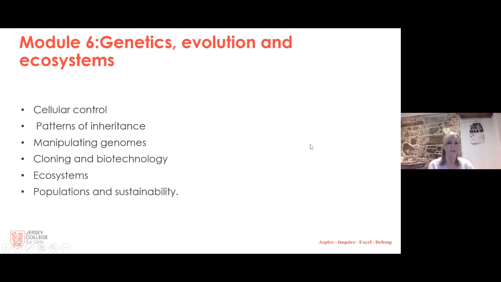The final topic is the one that the students really get interested in. This is their favourite one, I would say, out of all of them. The last two sections on that, population sustainability and ecosystems, those two sections are taught at the end of year 12. That involves a lot of practical work, being outside.